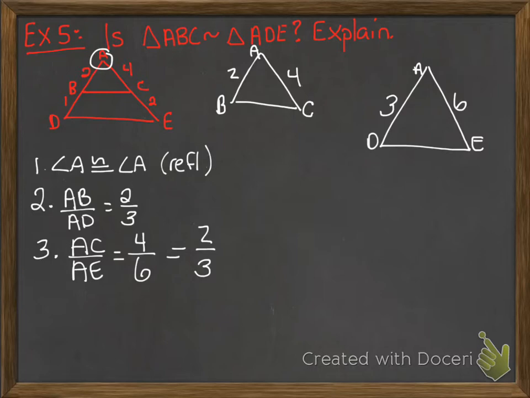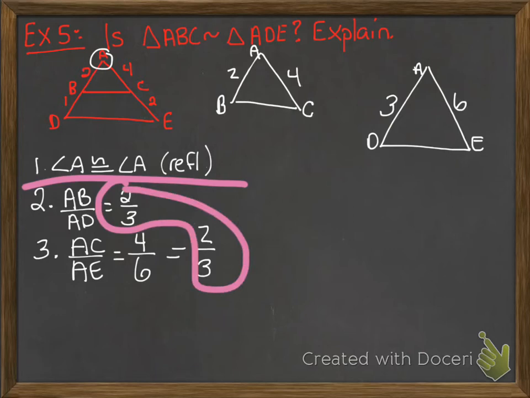So I have an included congruent pair of angles. And what do you know about your two sides? What's a different word than similar? Proportional. So what do you know about triangle ABC and ADE? They are similar, and what theorem are we using? SAS.